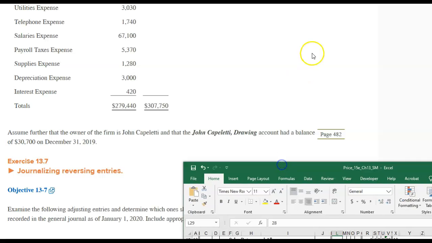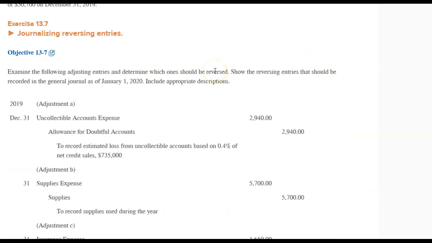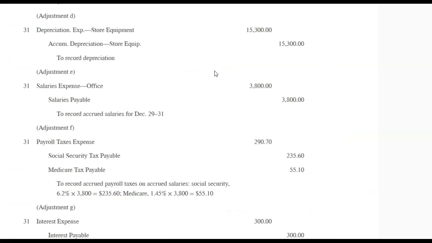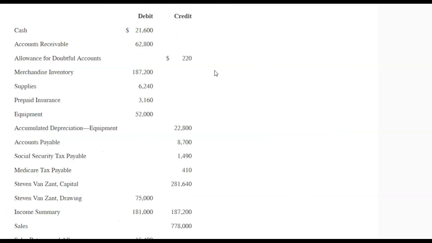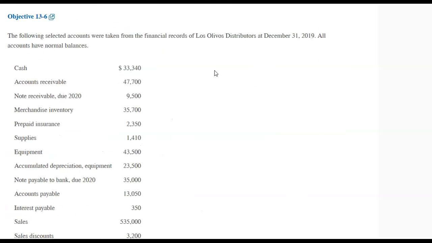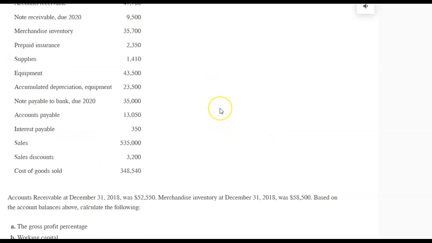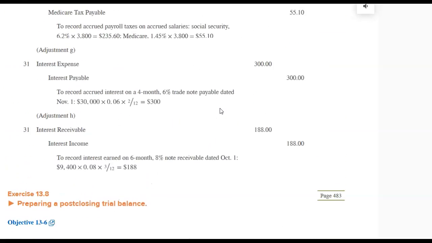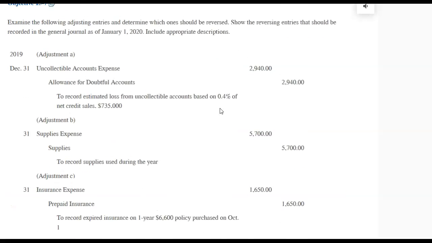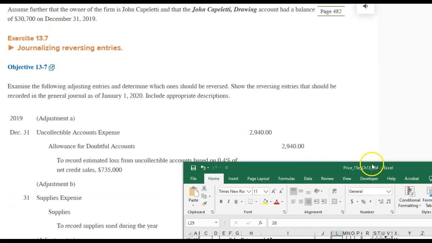And move on to the next one. How many are there? 13.9 and 13.10. Okay, so 13.10 is the last one. So let's go to 13.7.